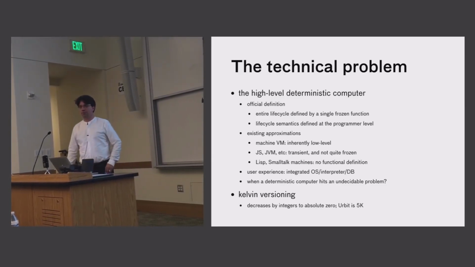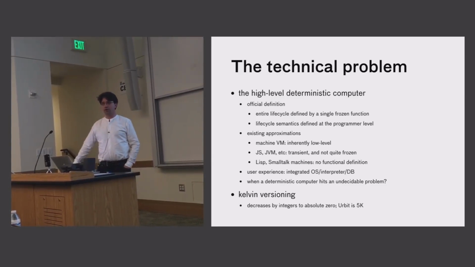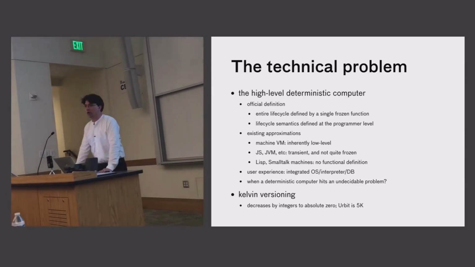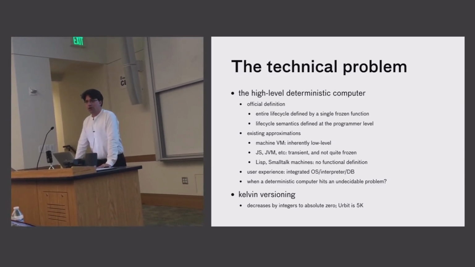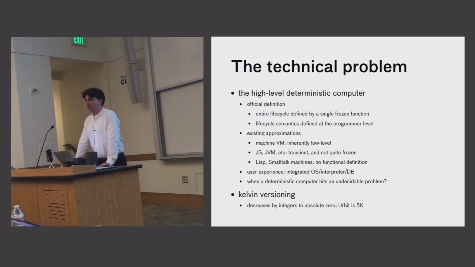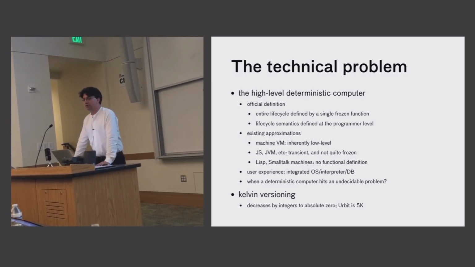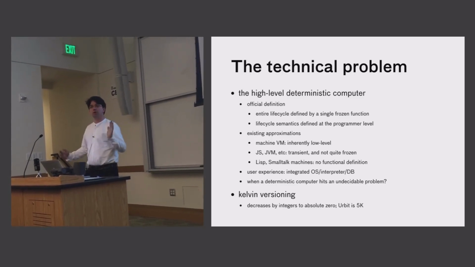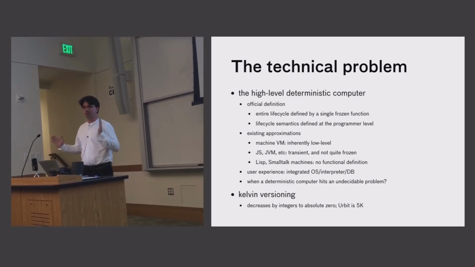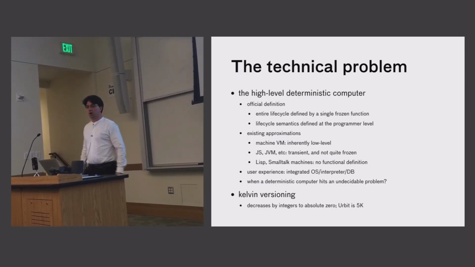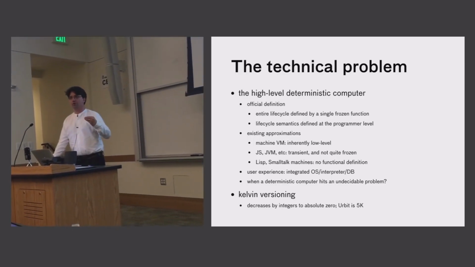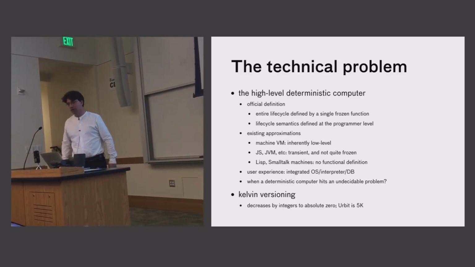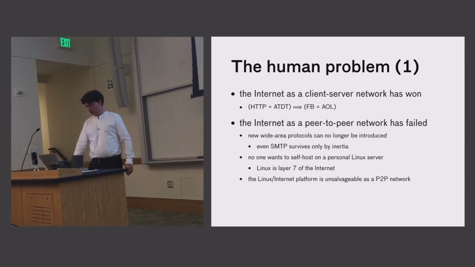You might also ask what happens when a deterministic computer hits an undecidable problem. We'll get into that in a little bit. One way of defining this problem that I like to use is an unusual versioning system that we use, which I call Kelvin versioning. In Kelvin versioning, you count down to absolute zero and you count by integers. So if you run out of numbers, you've made a mistake, basically. Absolute zero is absolutely frozen. So Urbit, or at least the formal definition of Urbit, which does fit on a t-shirt, is at 5 Kelvin, which is like liquid helium at the moment. And we'll see that spec in a little bit.